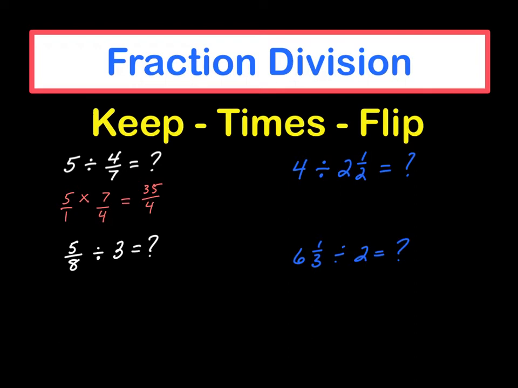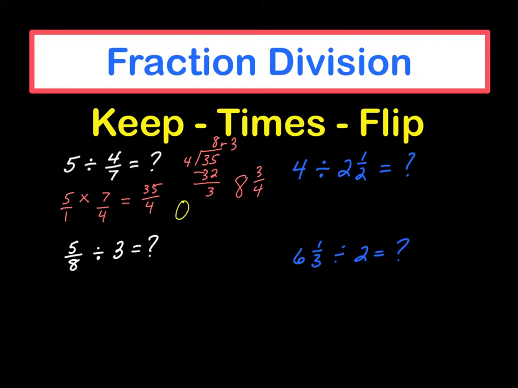Some people can do this mentally. I'm going to show the work just so you understand what we're doing. And it goes in 8 times with 3 left over. So 8 remainder 3 can be rewritten as 8 3/4.